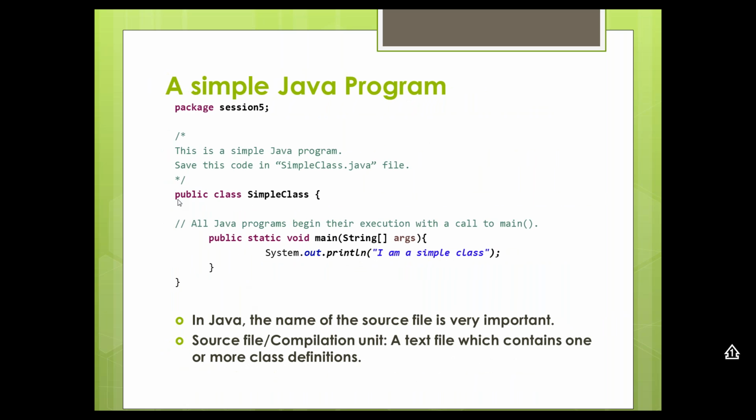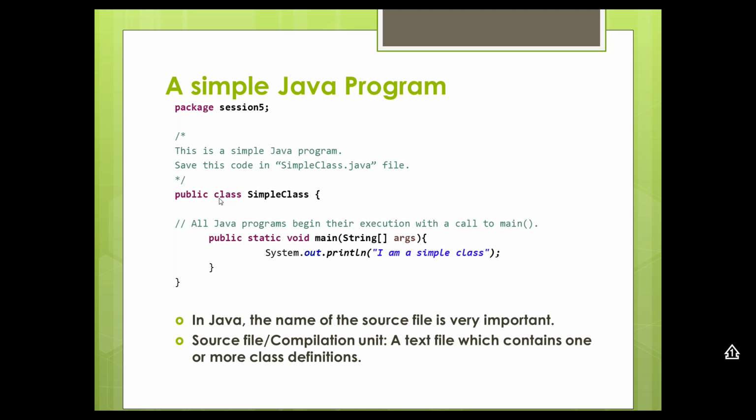We will see in our next slides what public means, what a class is, and all those things. And a class is defined using a keyword. As I mentioned, keywords are special words that are specific to Java, which we should not use as identifiers.